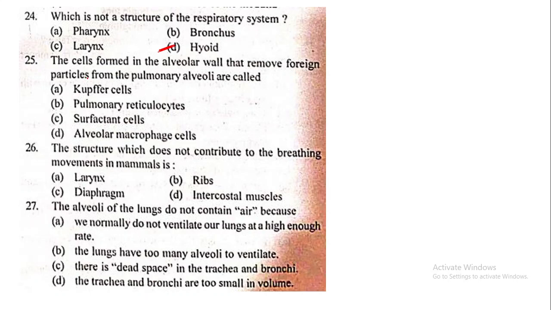The cells formed in the alveolar wall that remove foreign particles from pulmonary alveoli are called. Now, every organ of your body has its own defense mechanism, as in different defense cells that help in defending those organs. With respect to lungs, these are called the alveolar macrophage cells. Alveolar macrophages are types of WBCs that are going to engulf any foreign particle that is encountered. So, the alveolar region produces certain specialized cells called macrophage cells that are going to help in keeping foreign particles away. So, alveolar macrophages, which are also called dust cells, remove foreign debris from the alveoli.